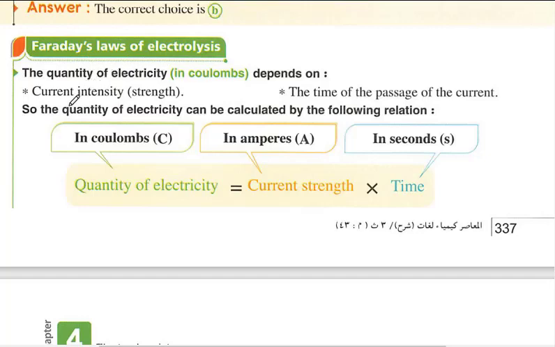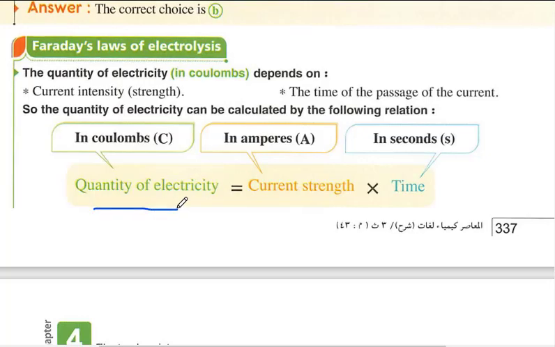Today we'll speak about Faraday's law of electrolysis. The quantity of electricity required to liberate the substance on one of the electrodes, whether it is a cathode or an anode. Here there is a very important relationship. We want to memorize it and take it into consideration. It's very important in all the problems or calculations of electrochemistry. So this is the relation.